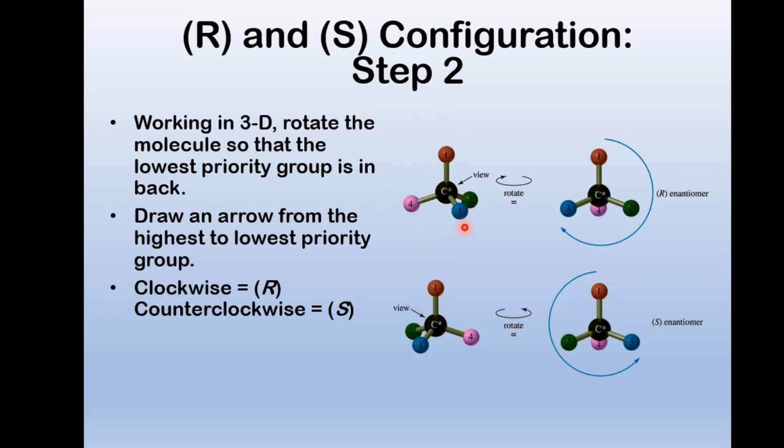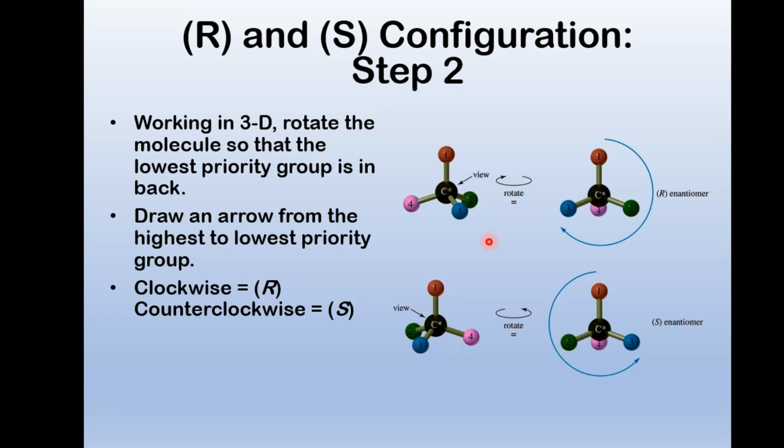Once we've assigned our priorities, we can put the lowest priority group in the back, like this 4 goes in the back, and then we go 1, 2, 3. So I always used to like to call this a steering wheel, and we're turning the car to the right. Here shortly we'll go over another method.